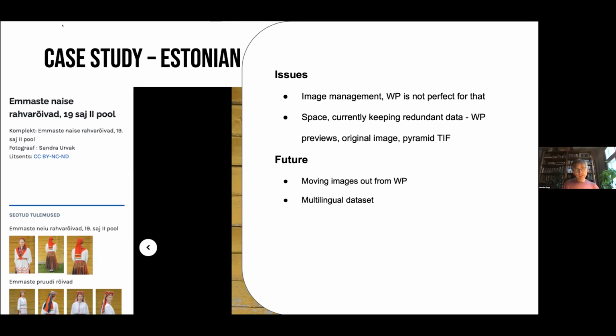Another thing we've been thinking of is how to make the dataset multilingual, as currently it's all in Estonian. Some labels and some introduction texts about the parishes are translated. With IIIF, I've played a little bit with multilingual labels, but I haven't really tested how it would work in a real environment if you have a multilingual dataset.